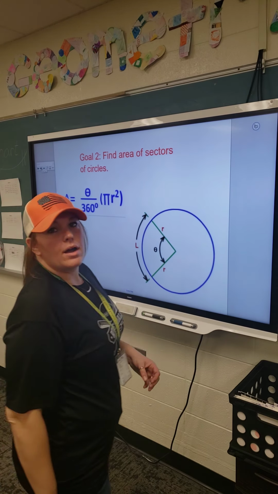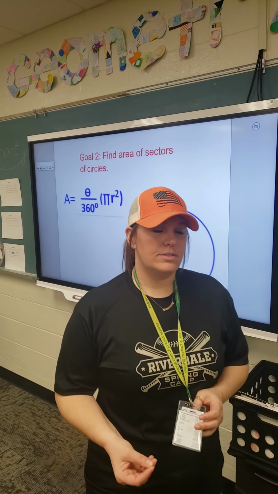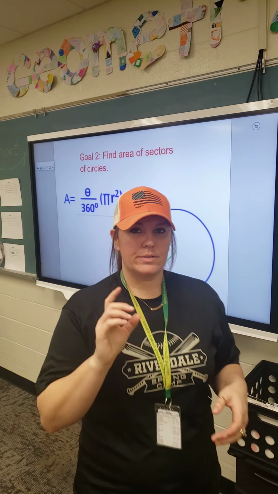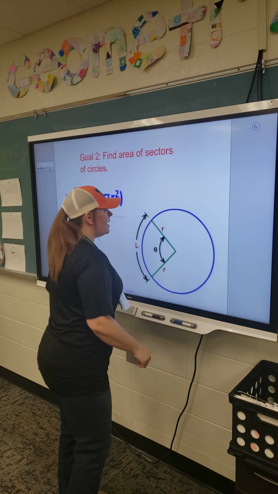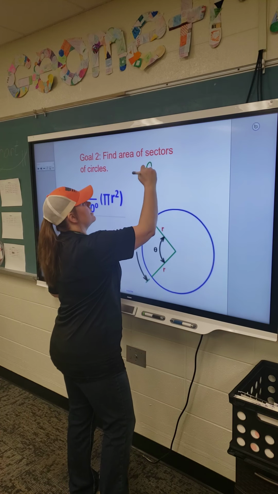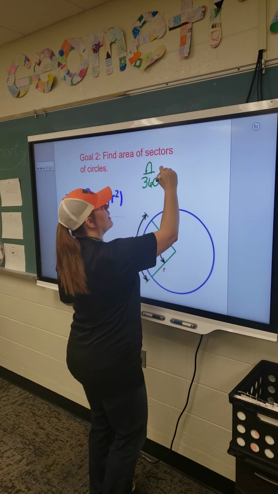All right, we are back for goal 2, and that is finding the area of the sector of a circle. Now I want you to think back, when we were talking about arc length, there was a formula we used that you guys loved because I didn't let you put it on your graphic organizers, okay? And that was n over 360 times 2 pi r.